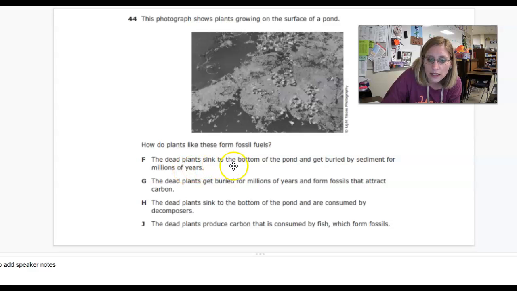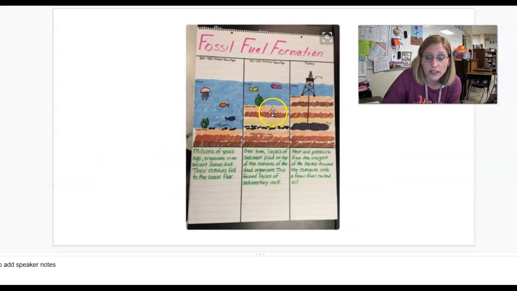So F, let's read and see how this could form into fossil fuel. The dead plants sink to the bottom of the pond and they get buried by sediments for millions of years. That's a good answer. So let's go ahead and keep that F. That's a good answer because if we go back to fossil fuels, that's exactly what happens. They die and they go to the bottom, and then they get buried with sediment.